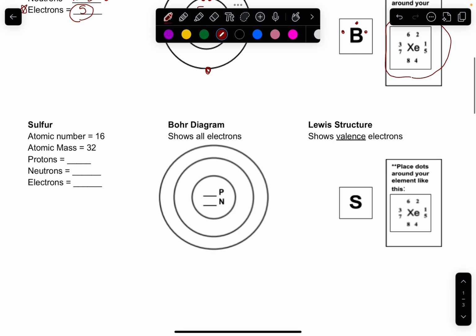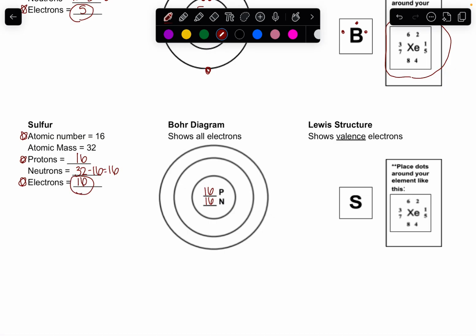Let's take a look at sulfur. Sulfur has an atomic number of 16, which means that my protons and my electrons are also going to be 16. For my neutrons, I take my atomic mass of 32 minus 16 protons, and that gives me 16 neutrons. I put my protons and my neutrons in the middle, and then I place my 16 electrons.